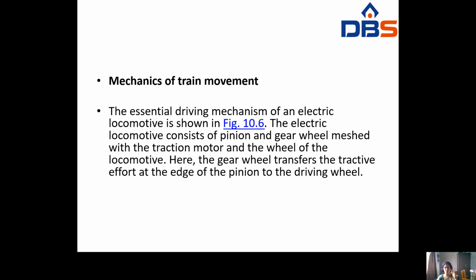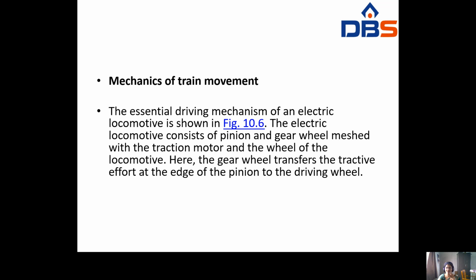Now, from the mechanics of train movement, we have to find the Ft value. See the essential driving mechanism of an electric locomotive, which we show in the next slide. The electric locomotive consists of a pinion, which is one part in the wheel of the train, and a gear wheel. These two are meshed with the traction motor and the wheel of the locomotive.